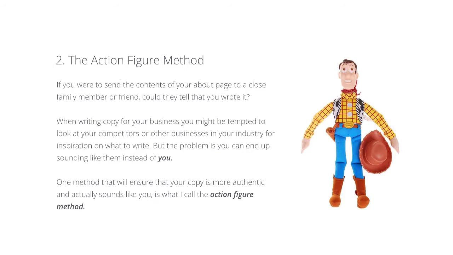Number 2, let's talk about the action figure method. Now, if you were to send the contents of your about page to a close family member or friend, could they tell that you wrote it? When writing copy for your business, you might be tempted to look at your competitors or other businesses in your industry for inspiration on what to write. But the problem is you can end up sounding like them instead of you.